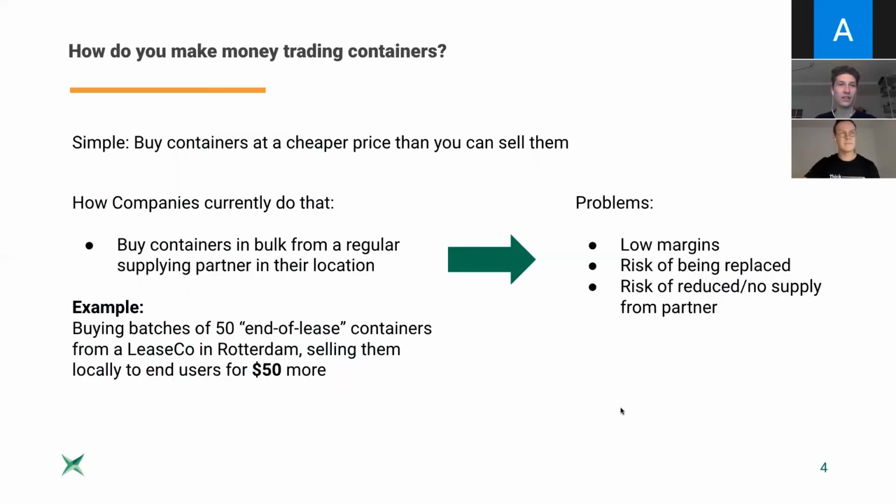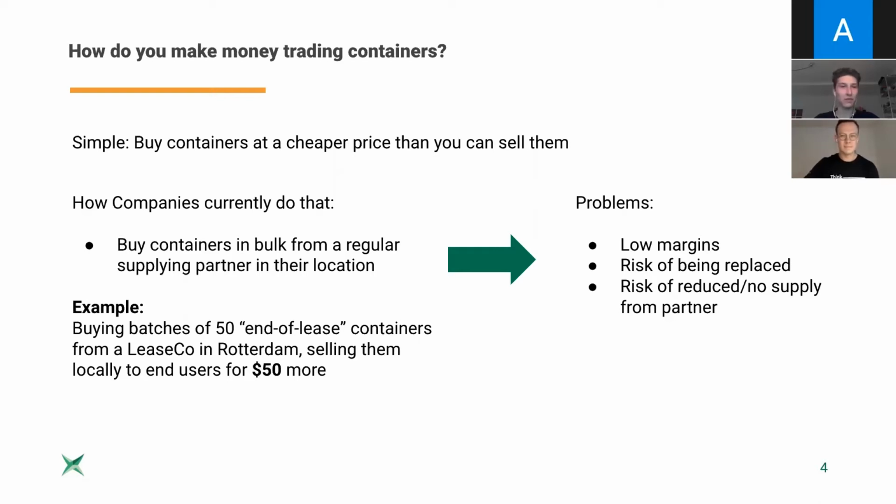First question: how do you actually make money trading containers? If you want the really simple answer, you just buy containers for a cheaper price than you can sell them. When you buy them cheap and sell them for more, there's a profit margin in there, and that's how you make money. A lot of companies are doing it like this at the moment, and it works. It's a proven thing. It works in many different industries.